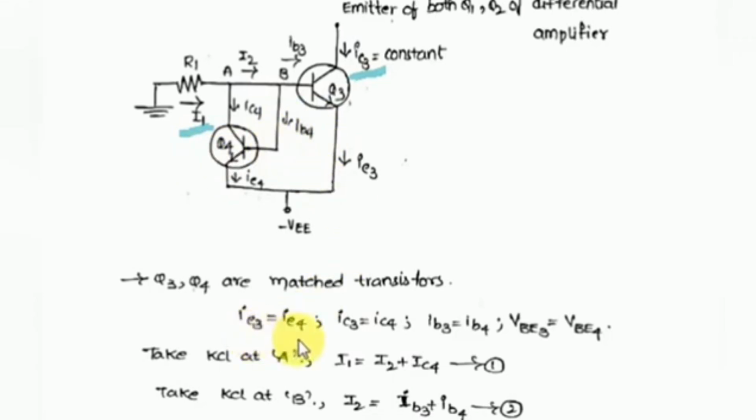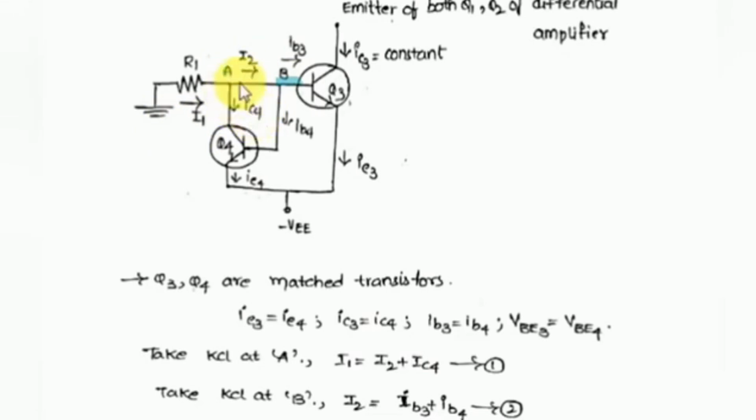So IE3 and IE4 are equal, IC3 and IC4 are equal, IB3 and IB4 are equal, and also the cut-in voltages of the transistors Q3 and Q4 are equal, which implies VB3 and VB4 are equal. Now let us consider the 2 points, that is A and B. First take the KCL at node A and next take the KCL at node B. If you take the KCL at node A, I1 is the entering current at node A and I2 and IC4 are the leaving currents at node A.